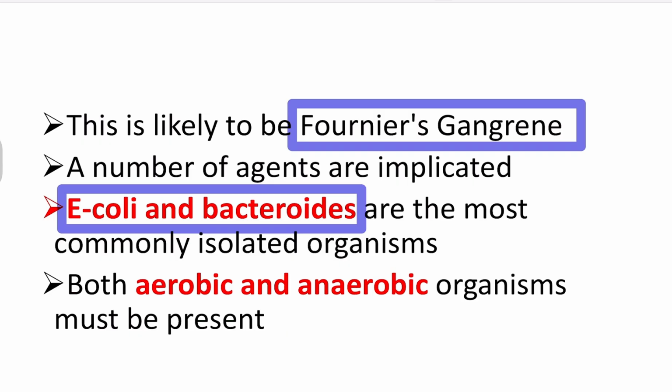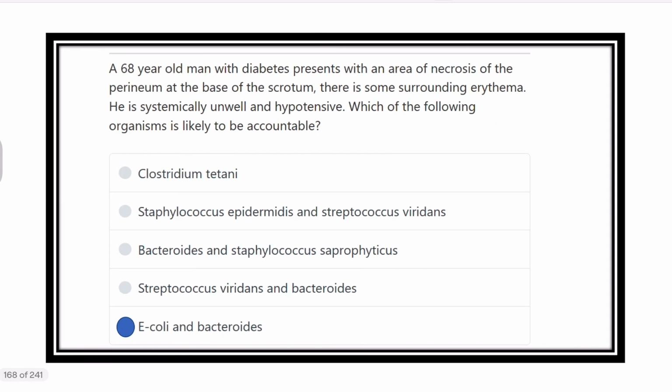And we know E. coli and bacteroides are present in the gastrointestinal tract. So in the rectum, colon, gastrointestinal tract, this E. coli and bacteroides are present, and they are also present in the perianal skin. So when there is immunosuppression, in this condition E. coli and bacteroides cause the disease. And both types of organism are present, aerobic and anaerobic.